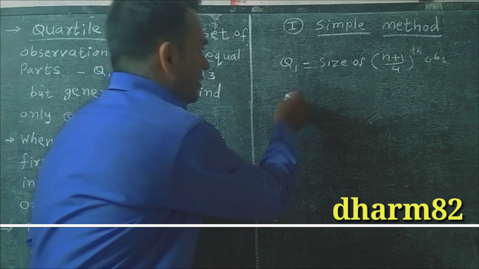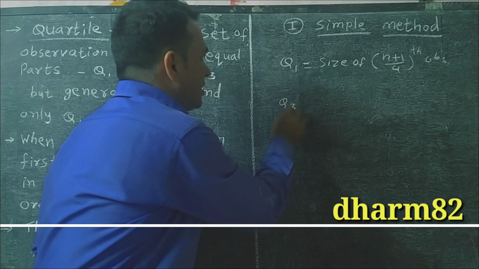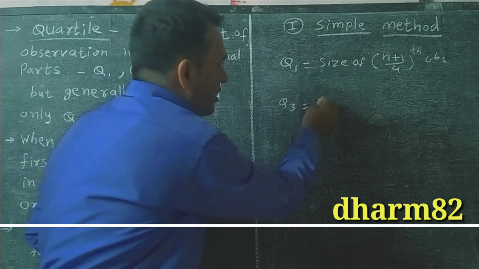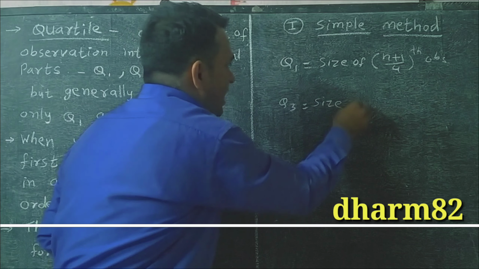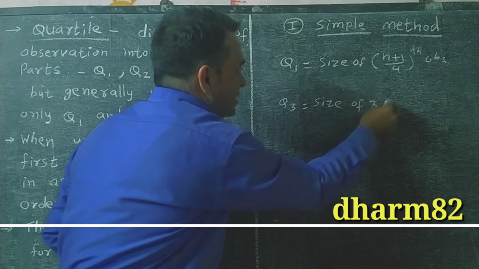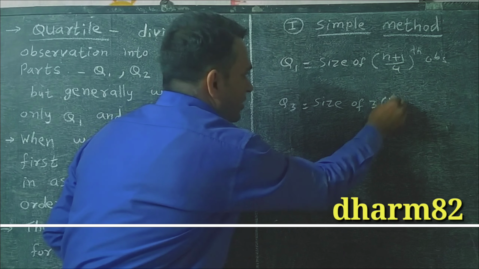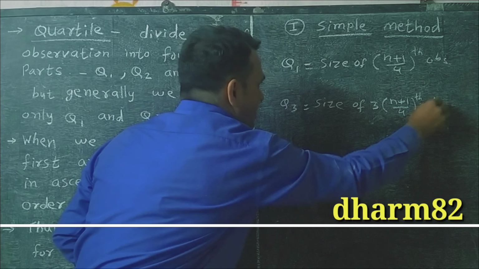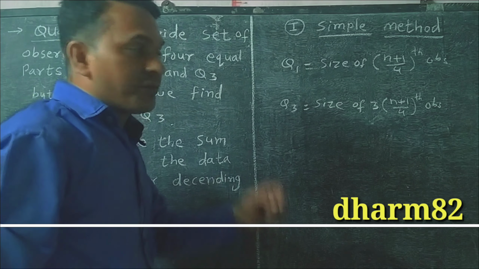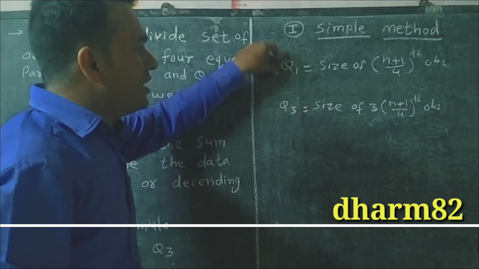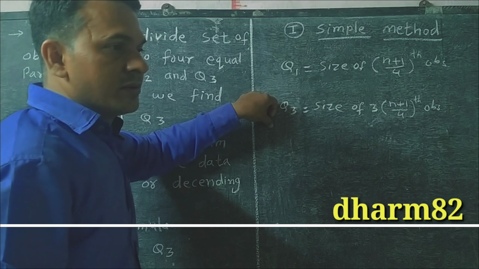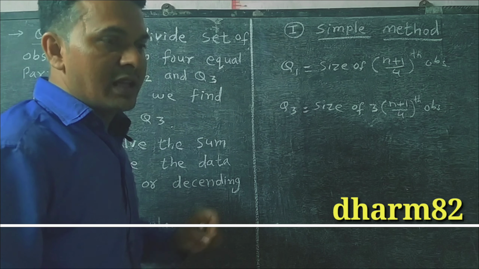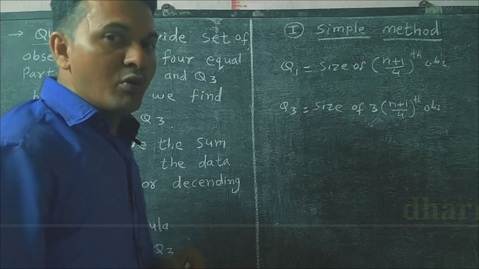Similarly, we find out the Q3. Our ith value is 3. Then put up your formula, size of ith becomes 3. Then write the formula (n plus 1) upon 4th observation. Means whenever we find out the Q1 and Q3, first we consider their formula. Let's see some examples of how to solve it.